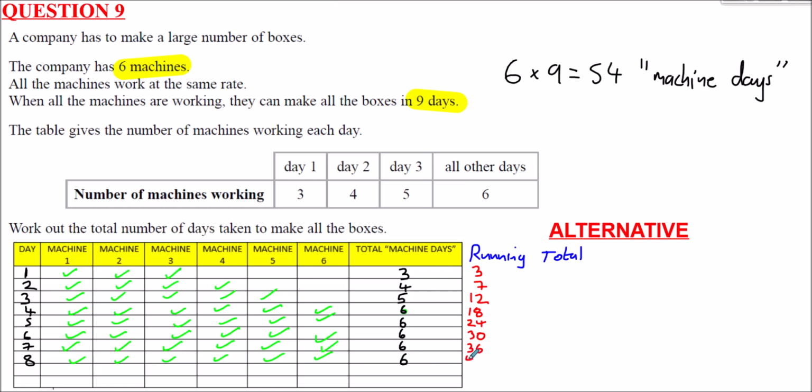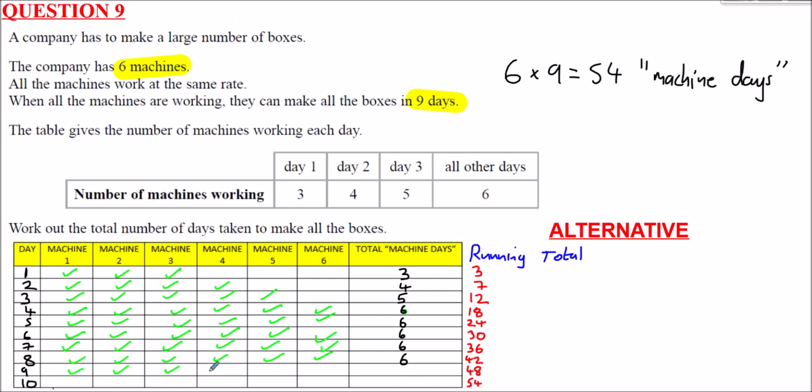36 plus another 6 would be 42. You can see that's building up in the 6 times table. So another 6 would be 48. Another 6 would be 54. So we reach our target of 54 after not 9 working days, but 10. And just fill in the table so it looks nice.